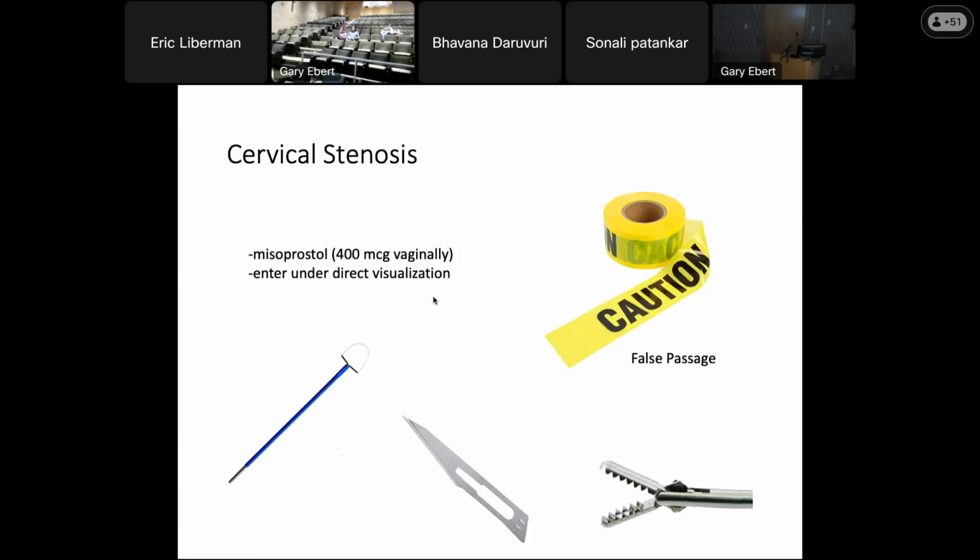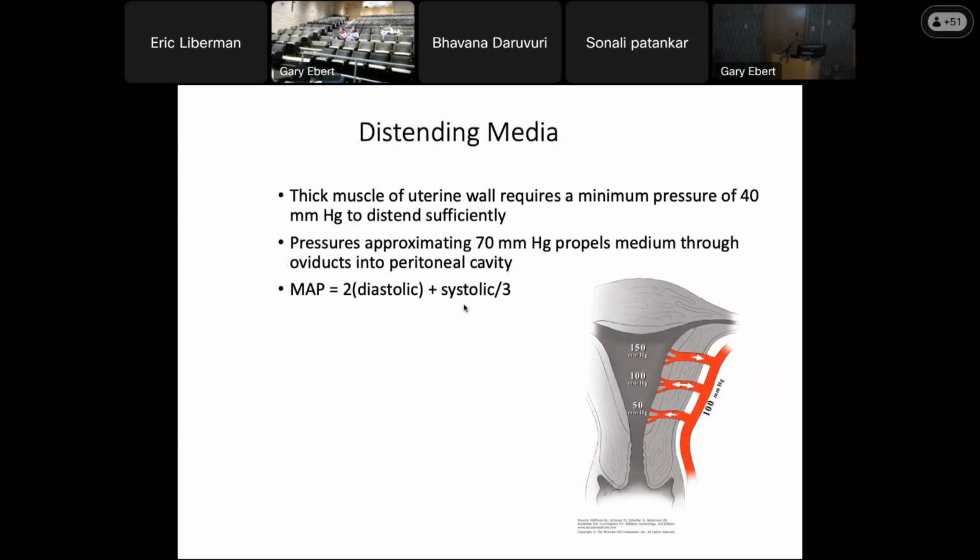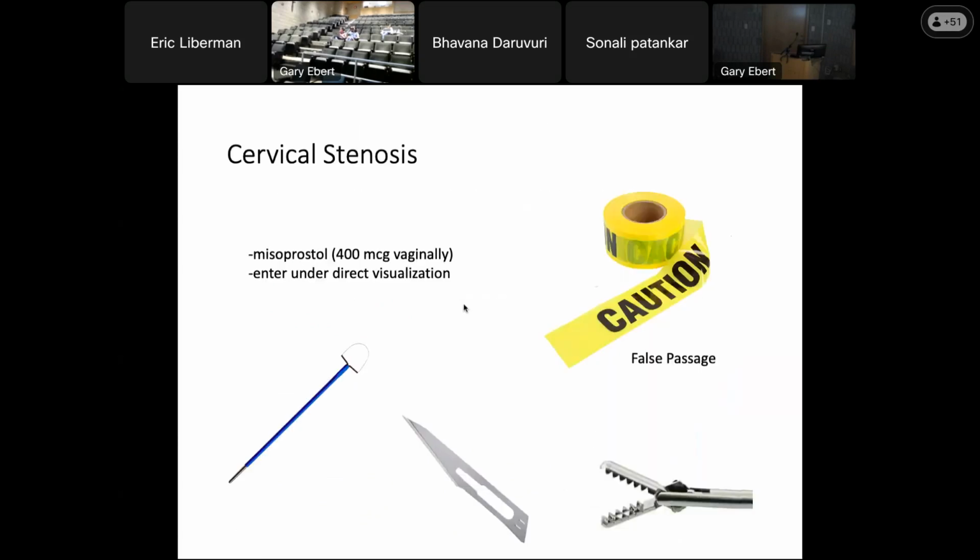So when you're planning to do your hysteroscopy, whether it's in the office or in the main OR, and you're concerned about cervical stenosis, one way to get over that, to get in when you need to, is to give misoprostol. It's been recommended 400 mcg vaginally the night prior to the procedure.